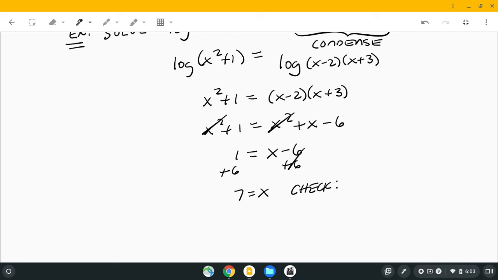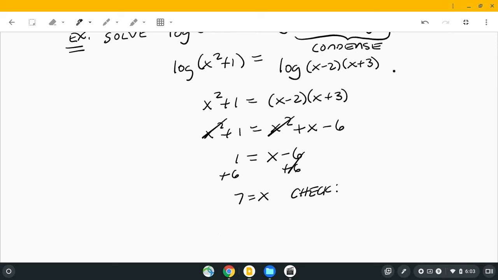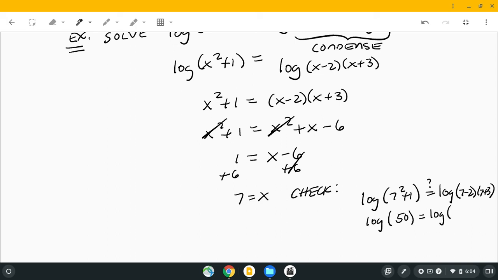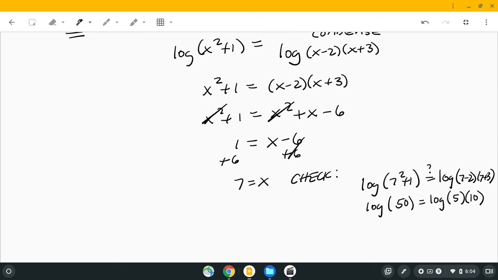All right. So going back to the original problem here, log of 7 squared plus 1. We want to know, does that equal log of 7 minus 2 times 7 plus 3? So log of 50 should equal log of 7 minus 2 is 5, 7 plus 3 is 10. And we get 50 over there as well. So we do get log 50 on both sides. So x equals 7 is correct.